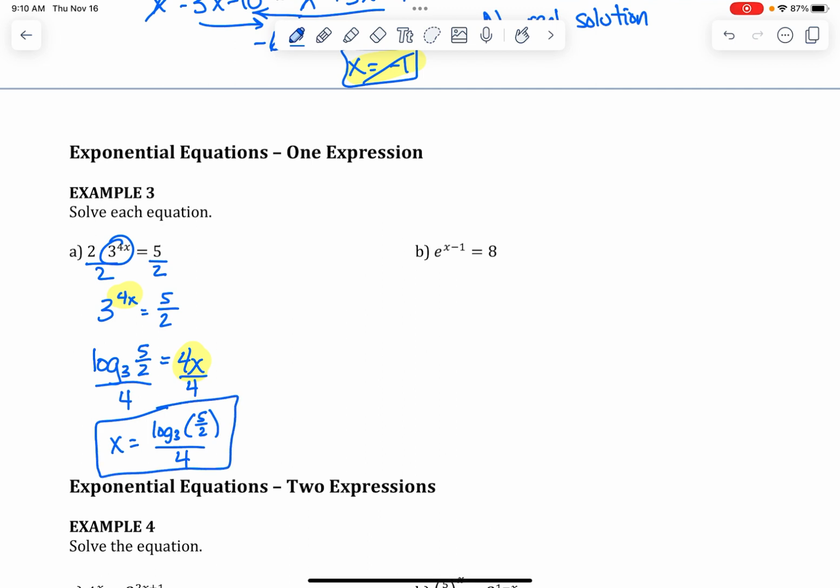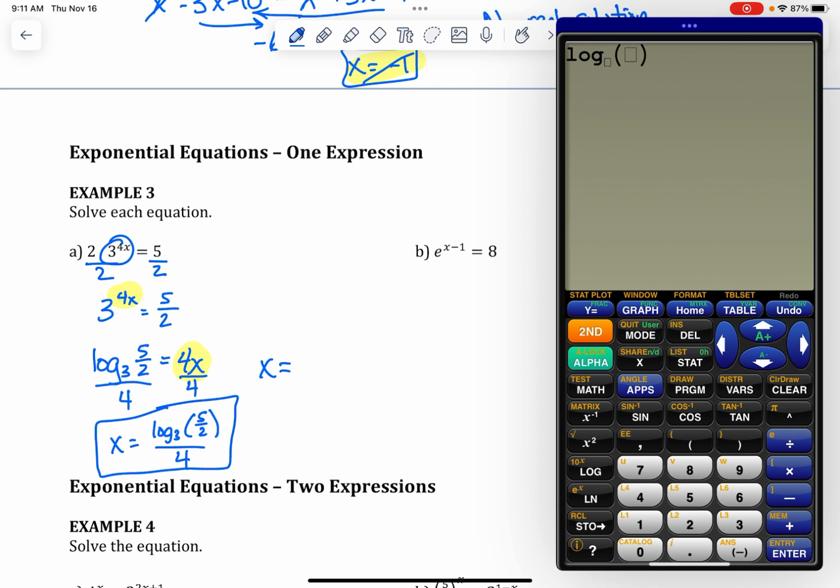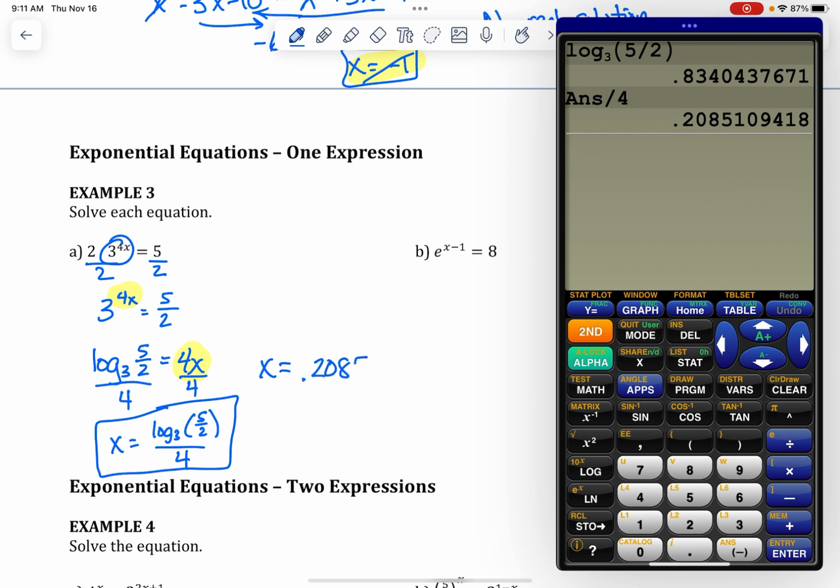That is your exact answer. And they will ask you on MathXL and the assessments, what is the exact answer? This is the exact answer. Now the follow-up to that is they will ask you for an approximation. Well, okay, now you have to use your calculator and you can plug that in. Right? So you have the log base 3 of 5/2 divided by 4, right? So take that, divided by 4, and your answer is 0.2085. Right? Depends on how many decimal points they want you to round it to, but that's the idea.